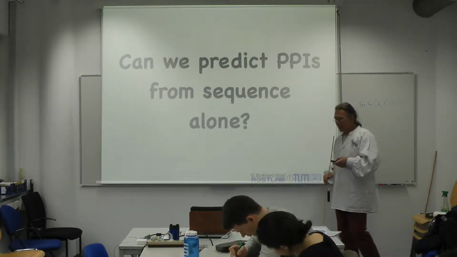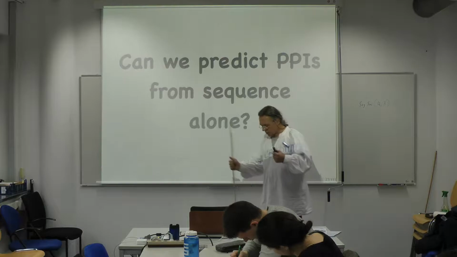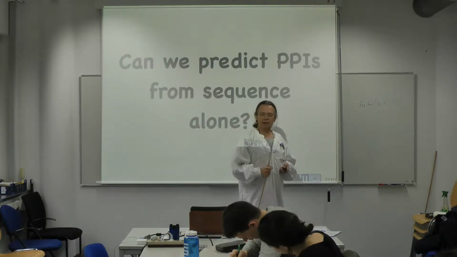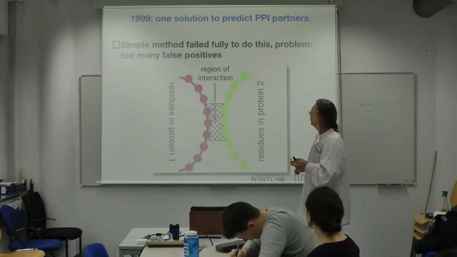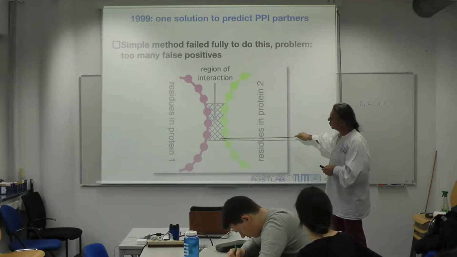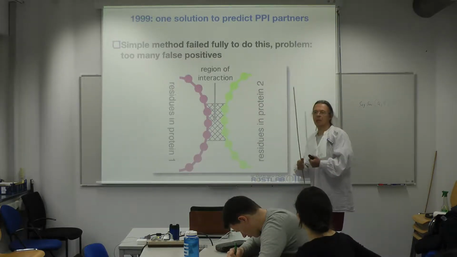But let's get back to the issue of predicting protein-protein interactions. So ultimately what I want to do is take one protein here and another protein and somehow show where these two proteins are binding.